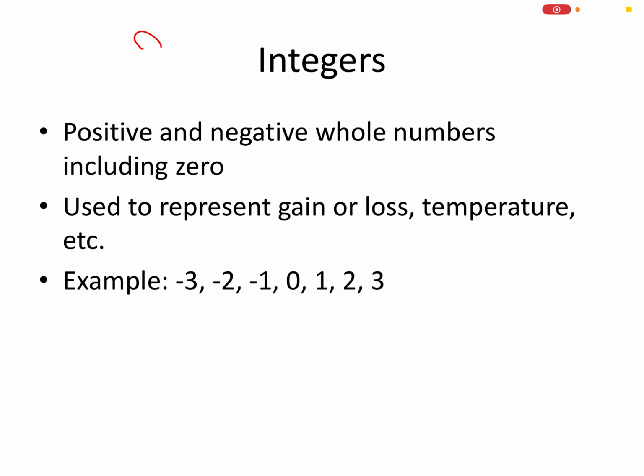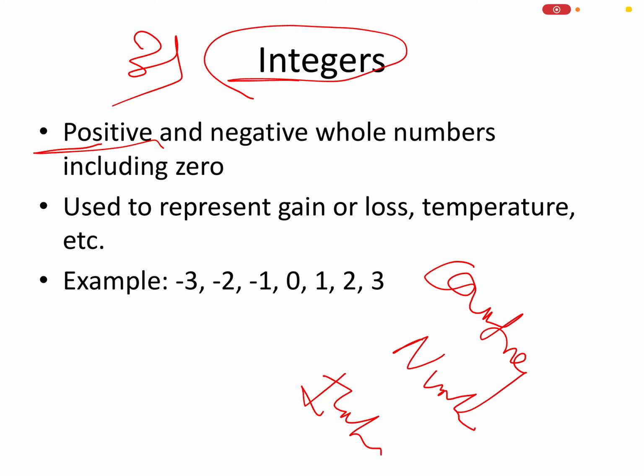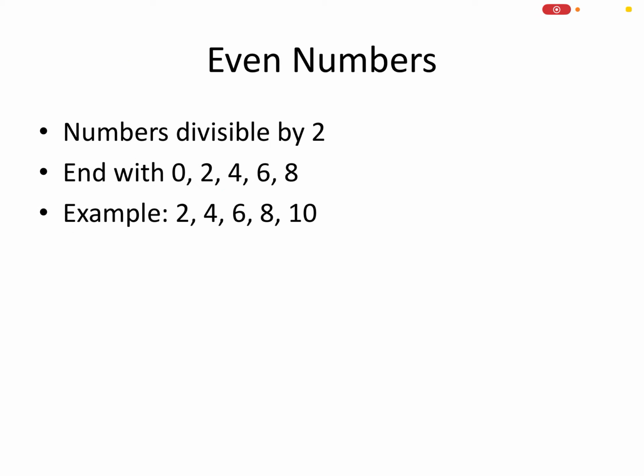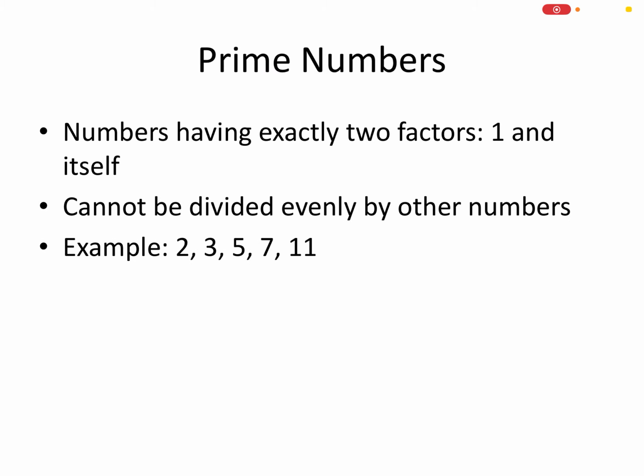The third type is important to know. What are the integers? Now integers, who are the integers? All the counting numbers we can say are the integers. They are positive, they are negative, or they are neutral as well. Now I don't think we need to understand the even and the odd numbers, so we are moving further.